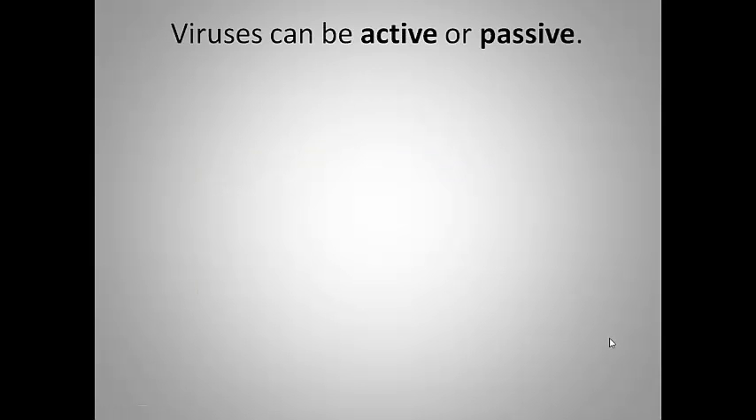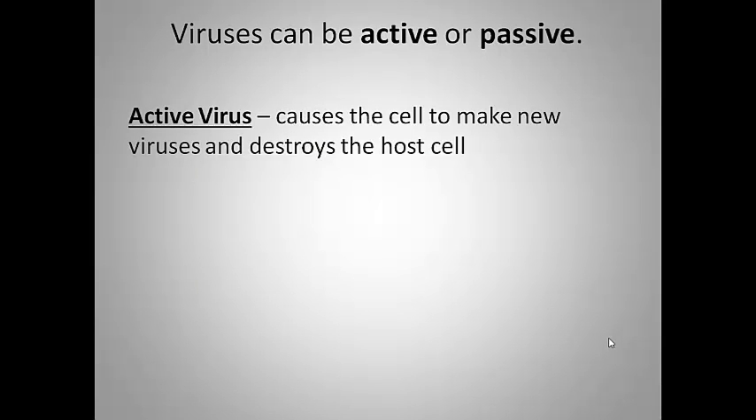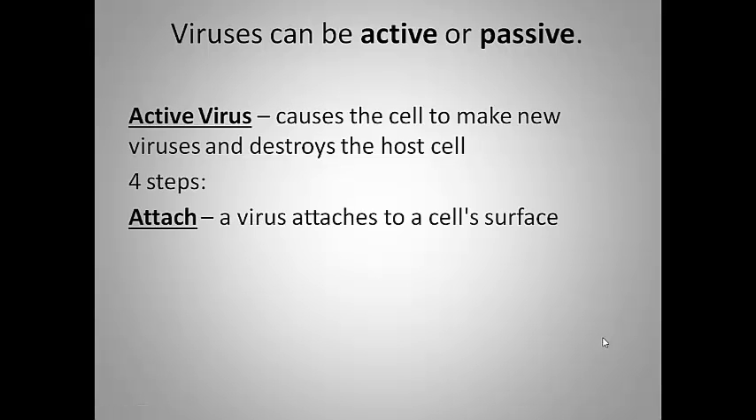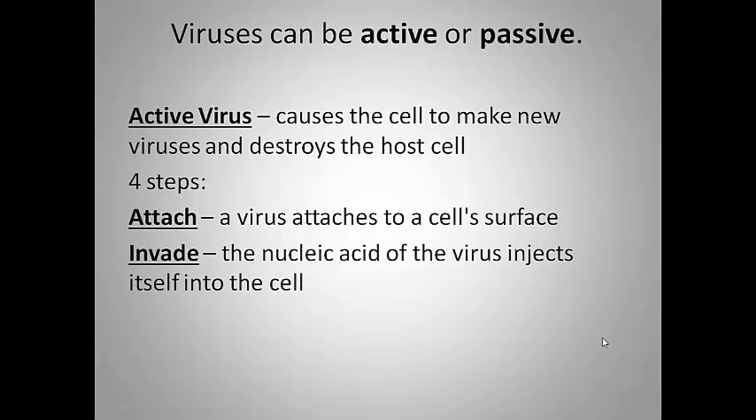Viruses can be active or passive. An active virus causes the cell to make new viruses and destroys that host cell. And there's 4 steps in this process. First of all, the virus attaches to the cell's surface. It invades, which means the nucleic acid, or the instructions of the virus, inject itself into the cell.